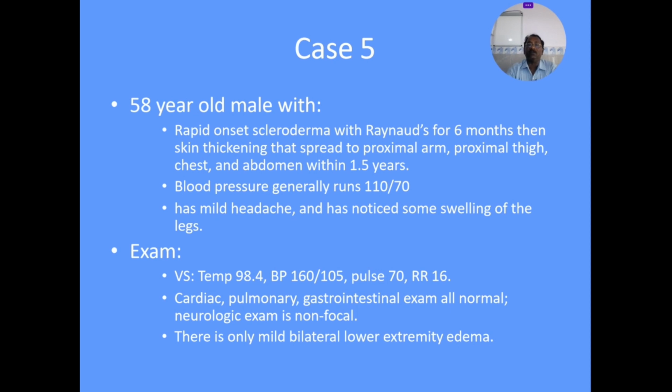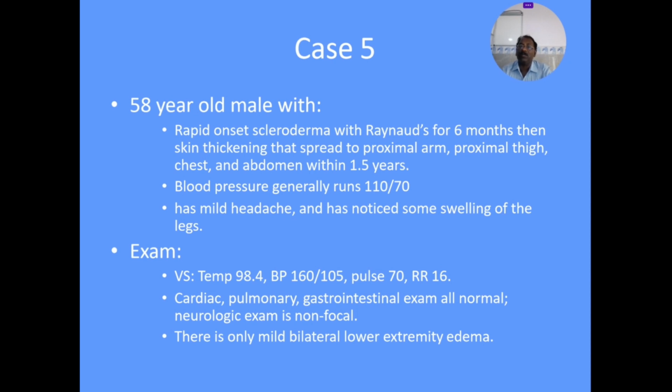Here, what is the blood pressure? Generally 110/70, normal blood pressure. Has mild headache. Has noticed some swelling of the legs also. Headache, swelling of the legs. On examination, what is the BP? 160/105. Earlier, what was the BP in that patient? 110/70. Is it high now?